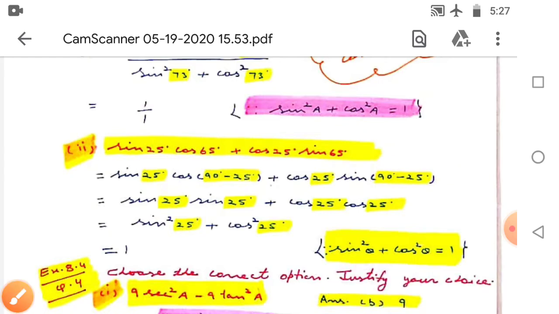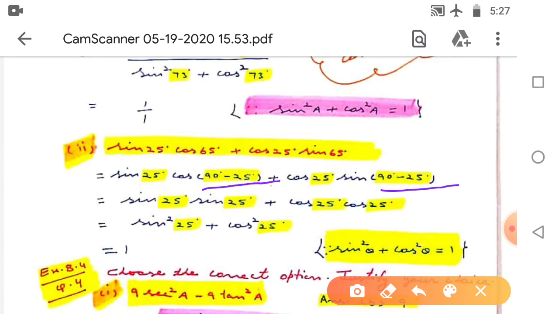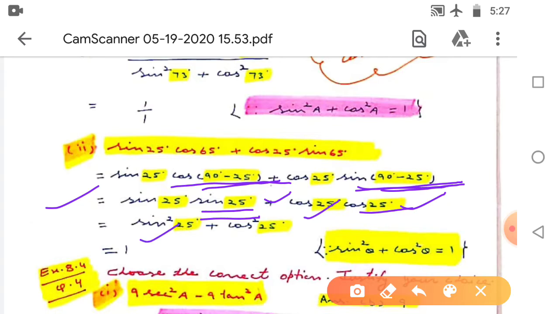But by doing so, see the shape of this. This is cos 90 minus theta. This is sin 90 minus theta. And you know, cos 90 minus theta is sin theta. So cos 90 minus 25 is sin 25. Here sin 90 minus theta is cos theta. In this specific case, sin 90 minus 25 is cos 25. So sin 25 into sin 25, cos 25 into cos 25. So it becomes sin square 25, and this is cos square 25. When you multiply cos 25 with cos 25, we get cos square 25.